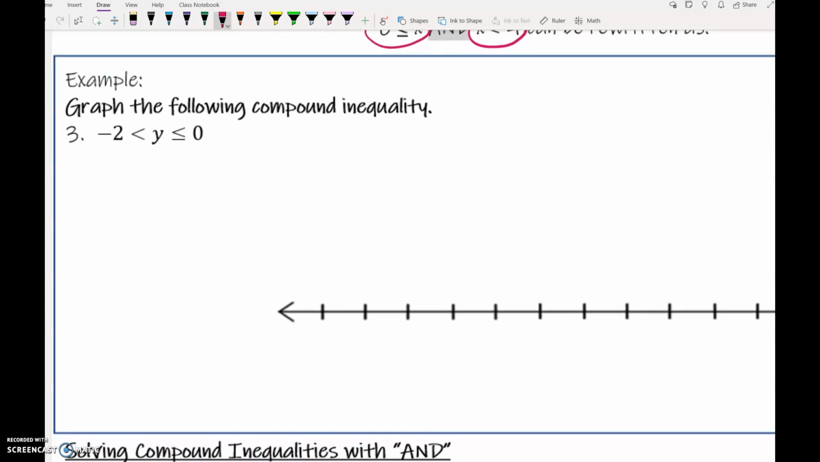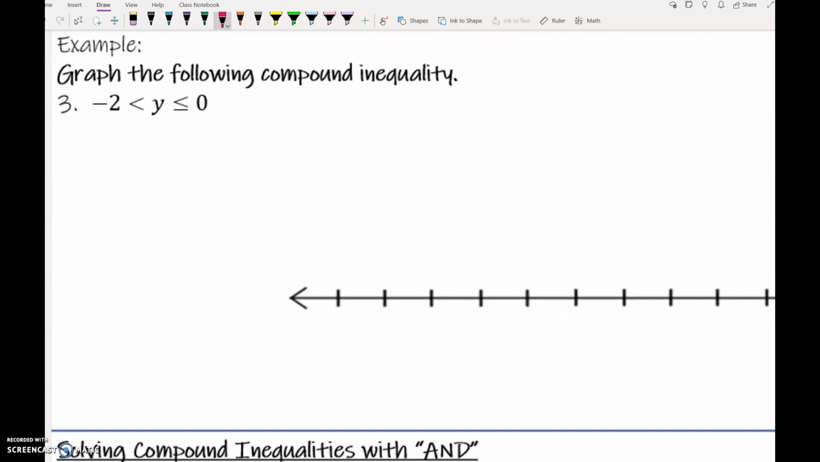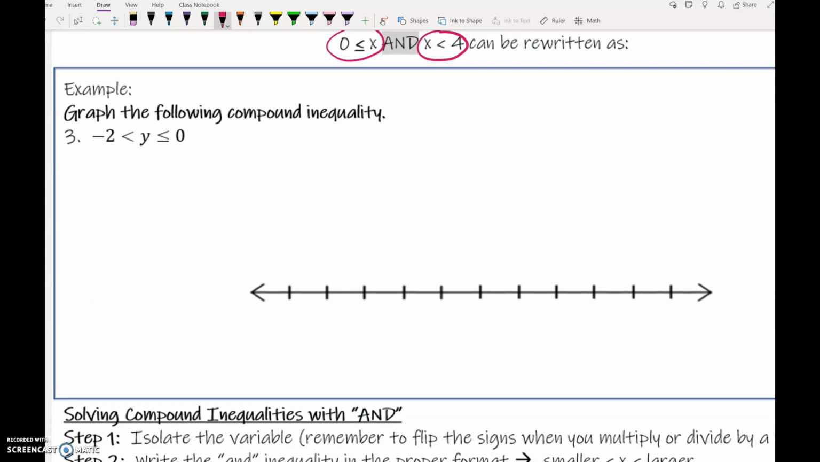So let's graph this and inequality. This inequality says y can be bigger than -2. Remember, the alligator eats the bigger thing. So our shaded stuff needs to be bigger than -2. It also needs to be smaller than 0. So I need on this graph to have -2 and 0. So if I put -2 here, -1, 0. If you want to space it out by using halves, you can.